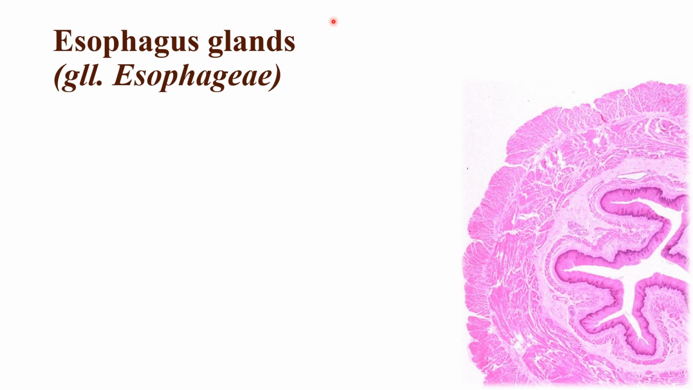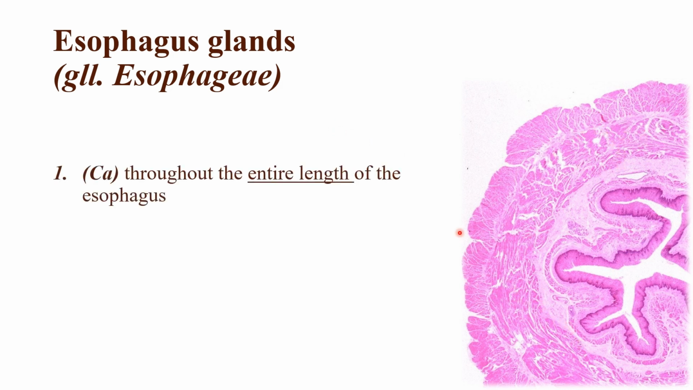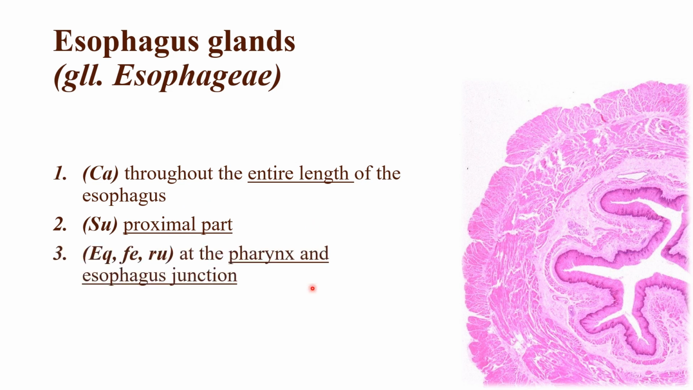Also, we have some glands in the esophagus, which you can see in this layer right here. And dogs have those glands throughout the entire length of the esophagus. Pigs have them only in the proximal part of the esophagus, so in the cervical part. And horses, felines, and ruminants have them only at the pharynx and the esophagus junction.